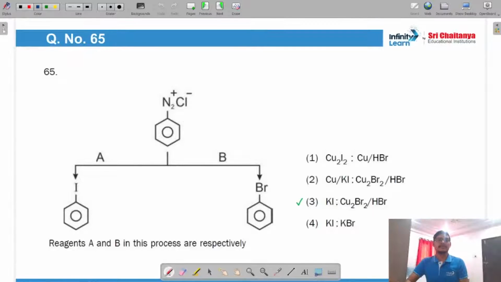This is benzene diazonium chloride, a diazonium salt, and when you react it with KI, the iodide replaces the diazo group. It gives you iodobenzene, and when you react it with CuBr, HBr, that gives you the bromobenzene, the Sandmeyer reaction. So that is the correct answer.